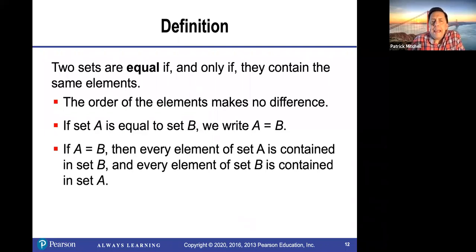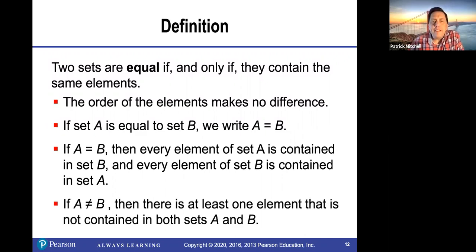If A equals B, every element of A is contained in set B, and every element of B is contained in set A. In more advanced math classes, we actually use this method to prove that two sets are equal. If A does not equal B, then there must be at least one element that is not contained in both sets A and B.